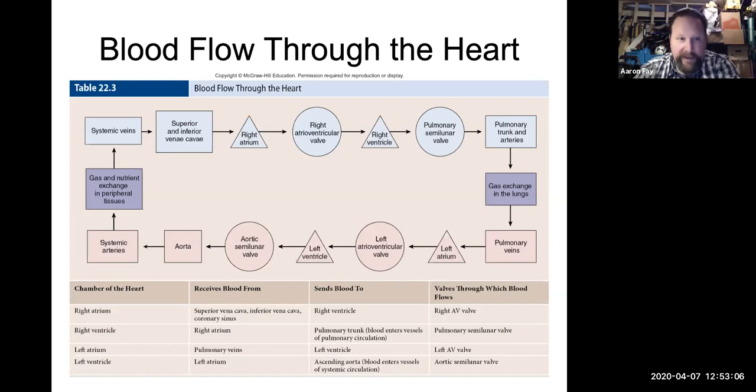Let's start over again. Systemic veins drain blood from the body, eventually to the superior and inferior vena cava. That drains into the right atrium. Right atria contracts, sends blood through the tricuspid valve into the right ventricle. Right ventricle contracts, sends blood out the pulmonary semilunar valve. That goes to the pulmonary trunk. Pulmonary trunk splits into the right and left pulmonary arteries. That takes blood to the lungs.